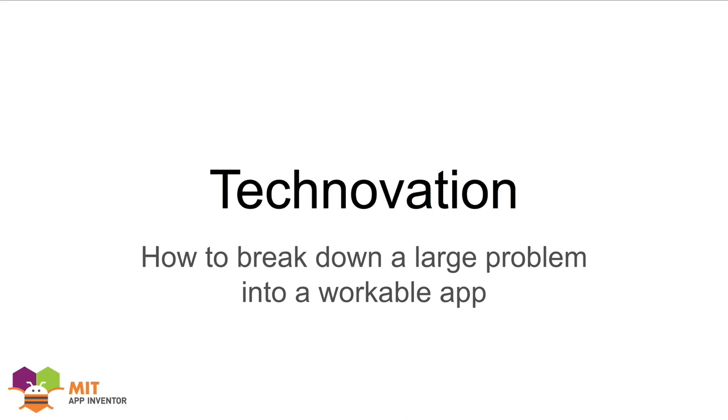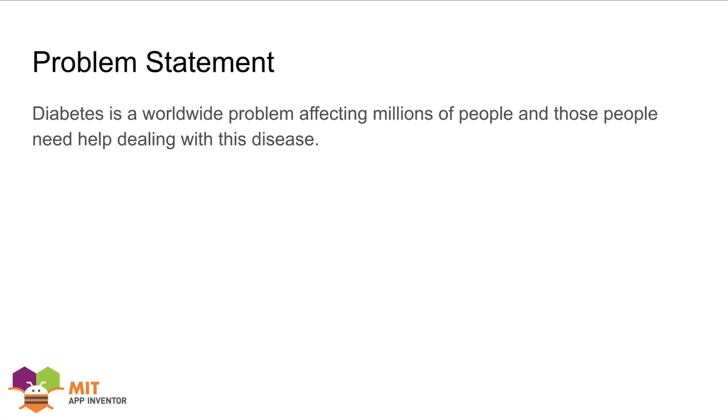Hello, we're here to talk about how to break down a large problem into a workable app for our Technovation project. So, what my team and I have decided is that our problem statement is that diabetes is a worldwide problem affecting millions of people, and those people need help dealing with this disease. So, we've defined our problem, which is actually a pretty huge problem.